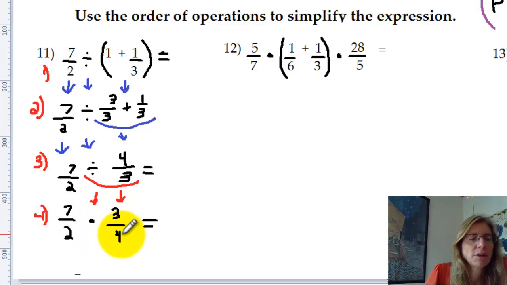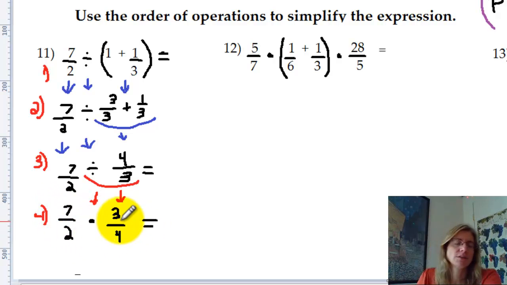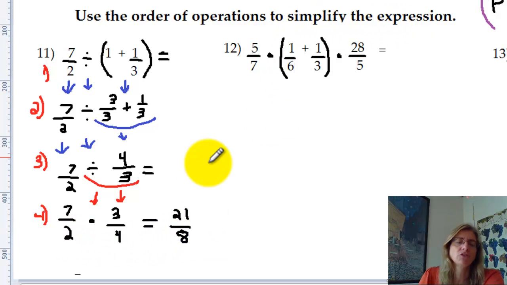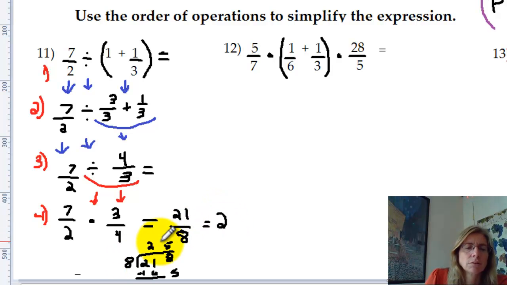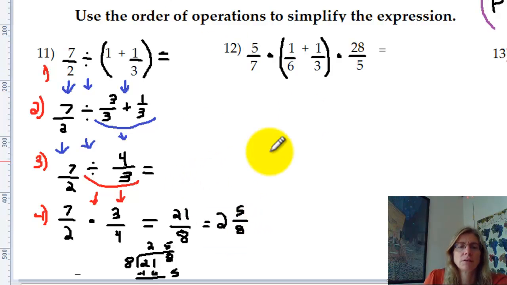Alright, now we can just multiply. Remember, with multiplication, you multiply numerators and denominators. And can we simplify anything? No, we can't. So 7 times 3 is 21. 4 times 2 is 8, but we want to simplify the expression, so we want to make it into a mixed number. Quotient, there. Remainder goes as the numerator, and the divisor becomes the denominator. So 2 5/8 is then the answer to number 11.